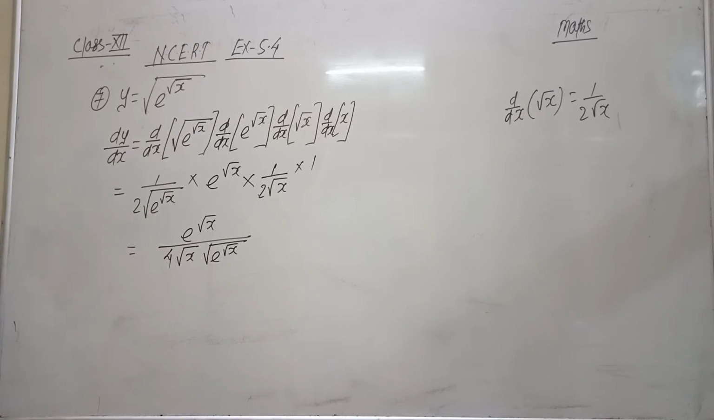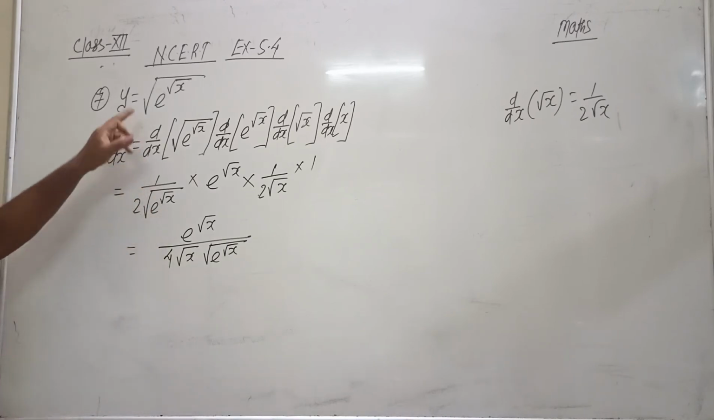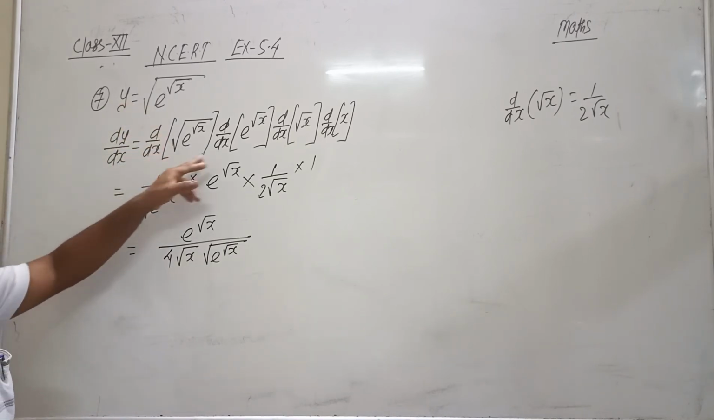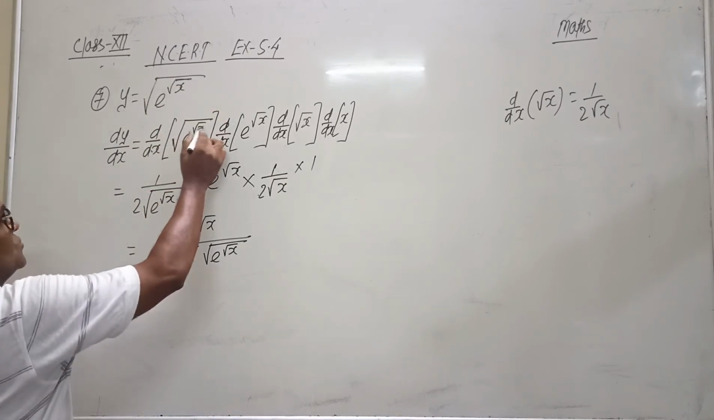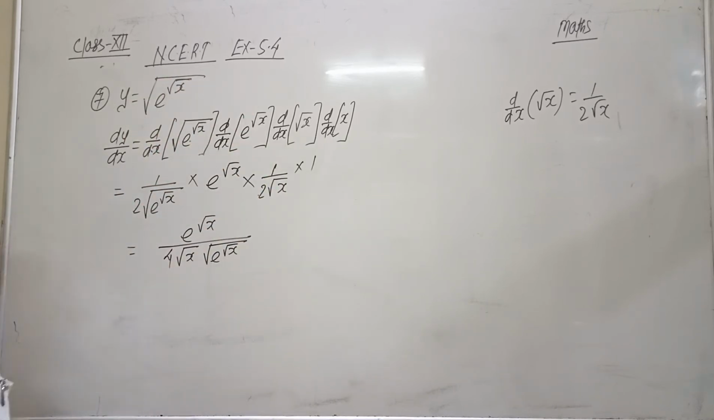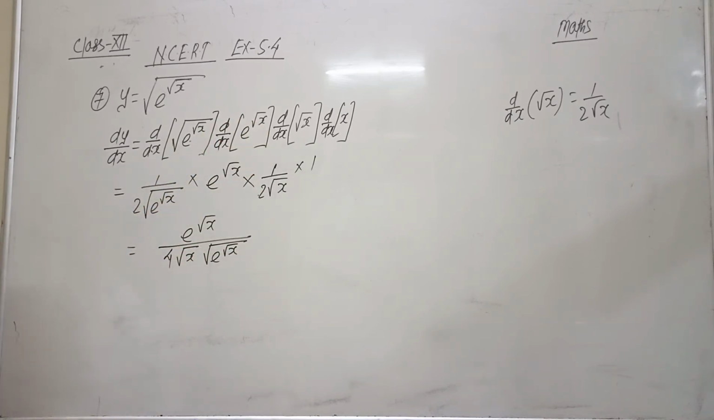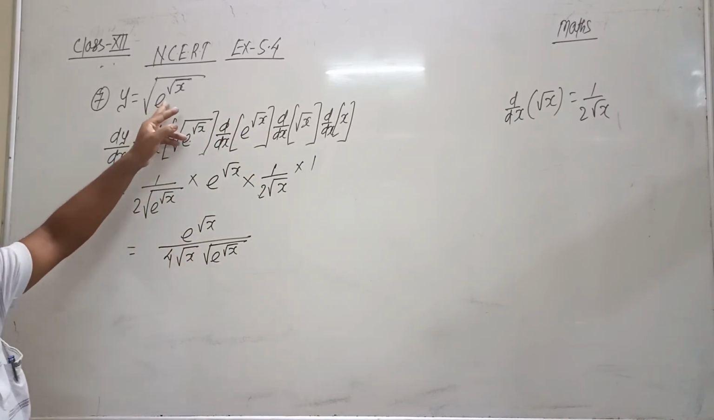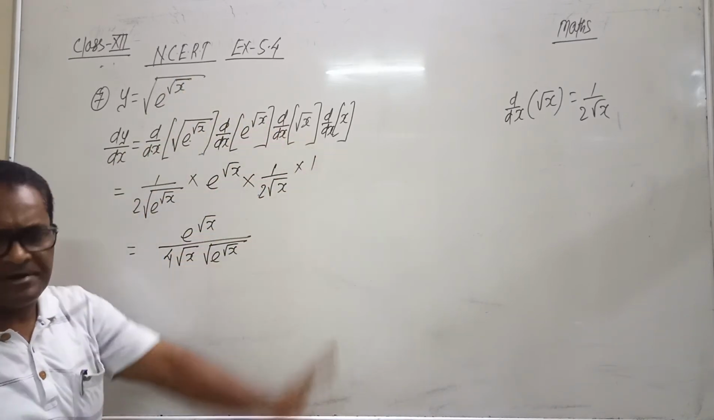e raised to the power root x upon 4 root x and root e raised to the power root x. So what we have done, see once again. Firstly, we have written in differential coefficient term d by dx of whole root e raised to the power root x. Then we have dropped this whole root. So it remains e raised to the power root x. So we have written d by dx of e raised to the power root x. Then we drop e, so it remains root x. Then drop root, then it remains x.